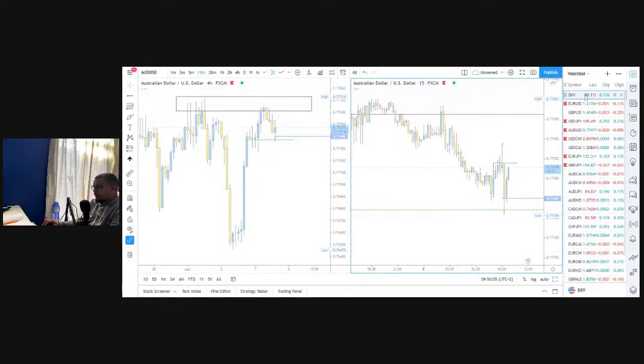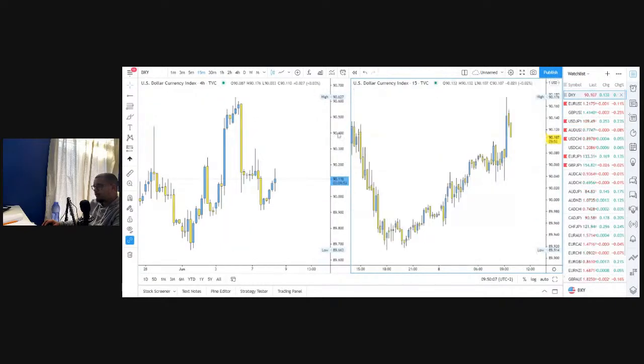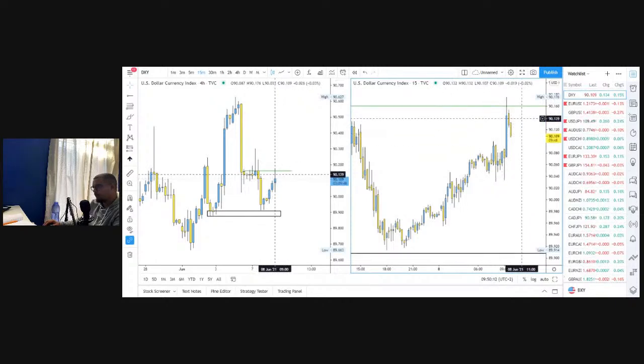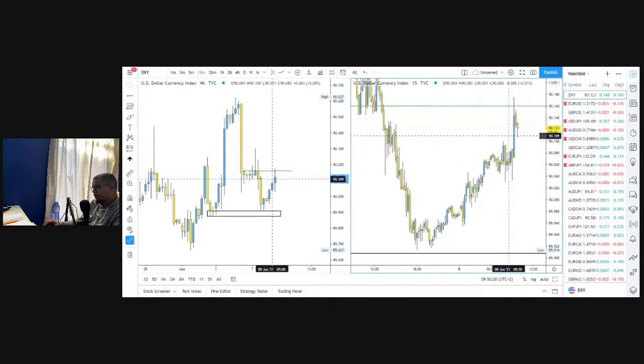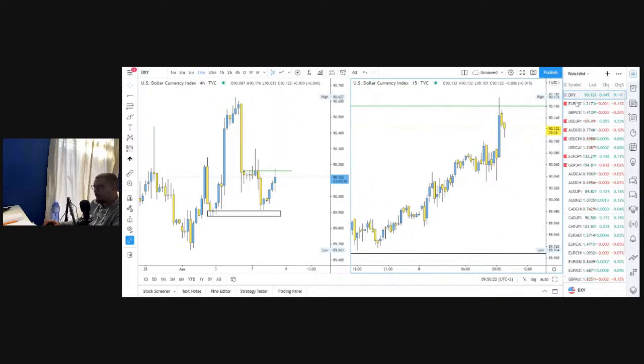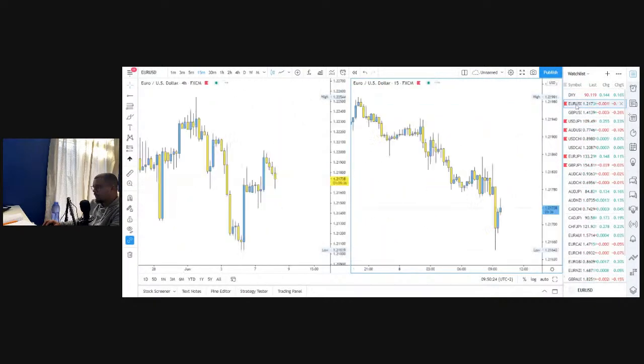But with the DXY looking like this on the 15M, rejecting this level quite strongly, it seems like we might just get a switch up, unless we just get a break above.